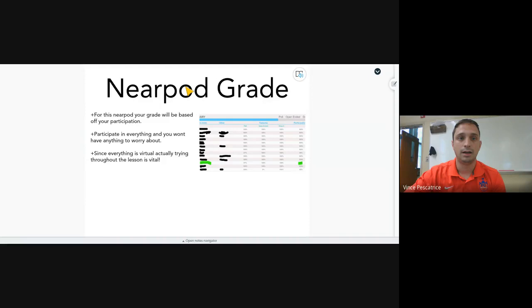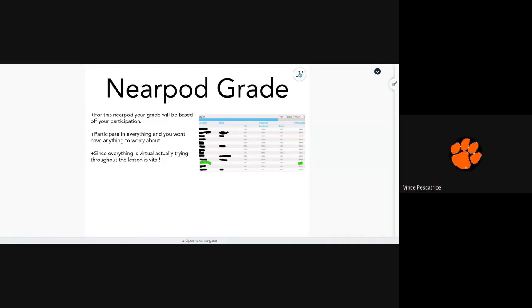The second way we take Nearpod grades is guided notes. That's not what we're doing today. Normally I do use guided notes, but I thought this one would be more interactive. We could use this today. But guided notes are just, you follow along and fill in the answers. When you're done, you submit it on Schoology. That's going to be the second type of Nearpod grade.